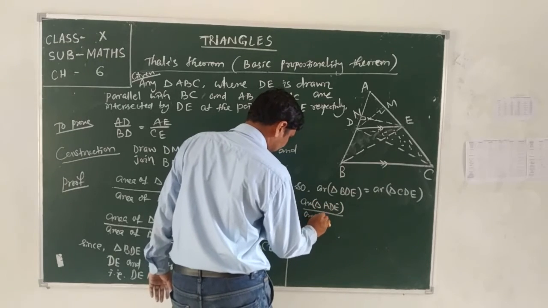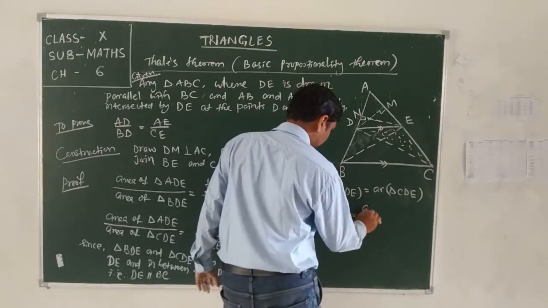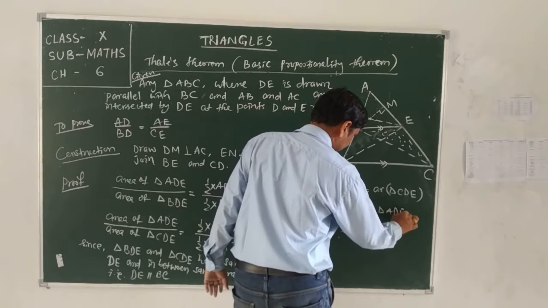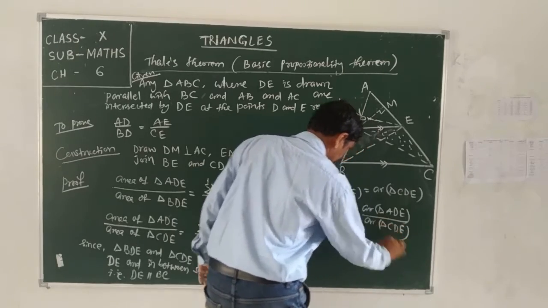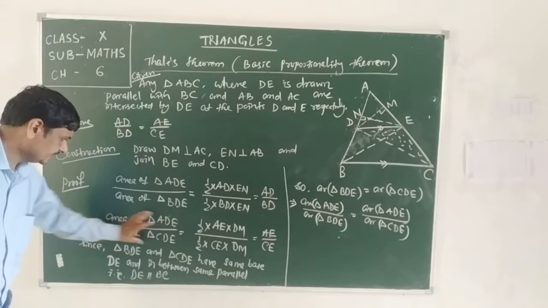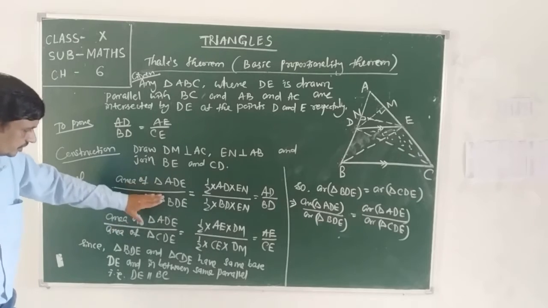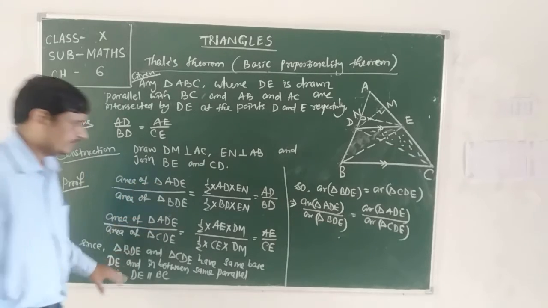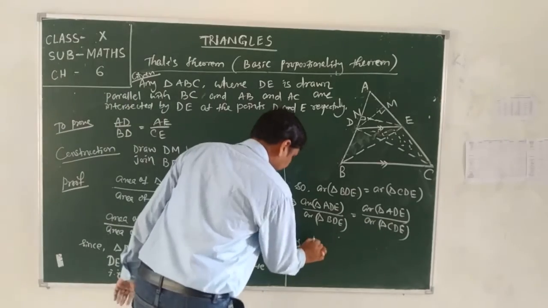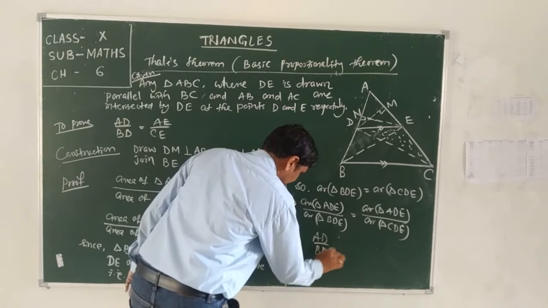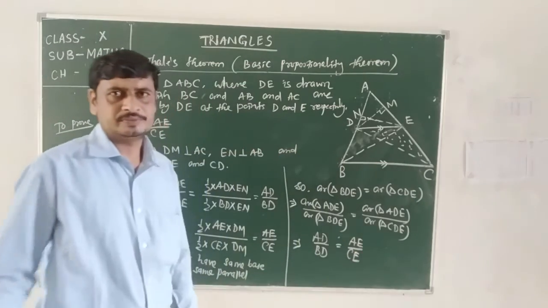So area of triangle ADE by area of triangle BDE will equal area of triangle ADE by area of triangle CDE. Here, this ratio and this ratio will be equal because the numerators are equal. Now the numerators are equal, so the two ratios are equal. This implies AD by BD will equal AE by CE. It is proved.